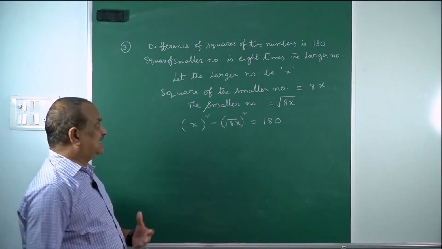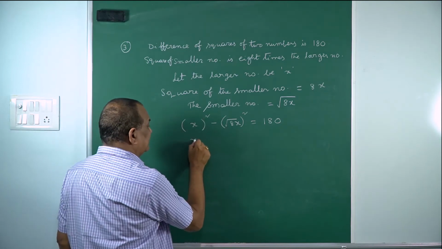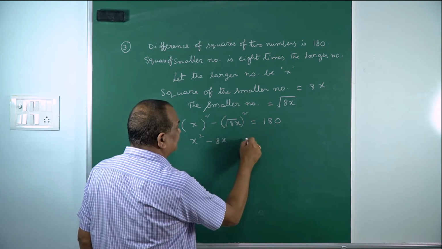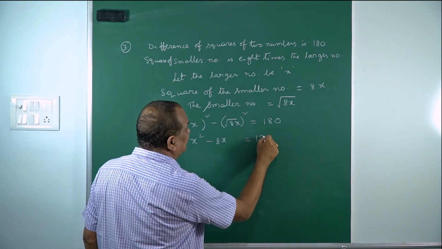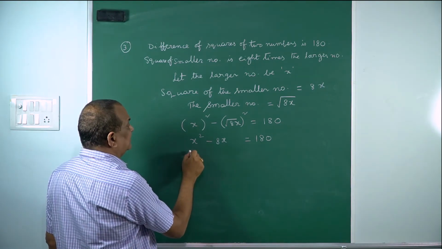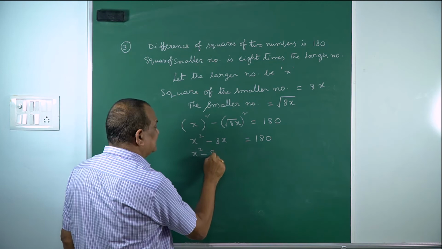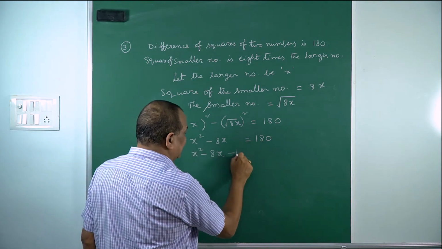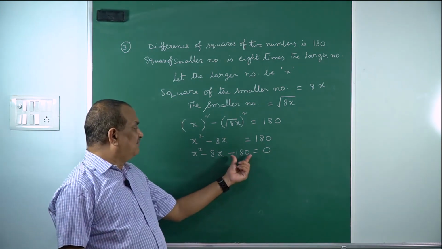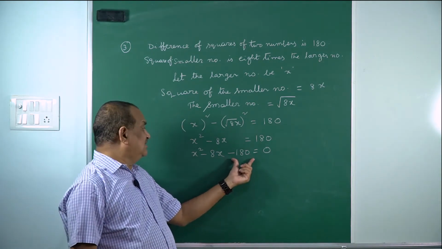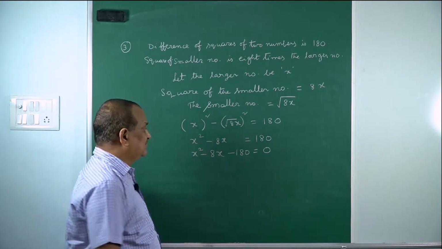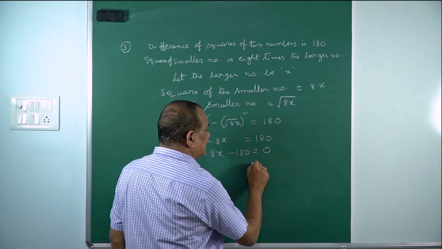And let us simplify this one. This is x square minus root and square will go, 8x, and is equal to 180. And now let us go like this: x square minus 8x. Bring this 180 to this side. Minus 180 is equal to 0. Now how do you write 180? Okay, minus 180, so that I get this as the sum of those factors. So it can be like minus 180, I am given.